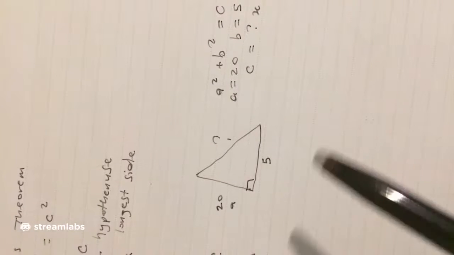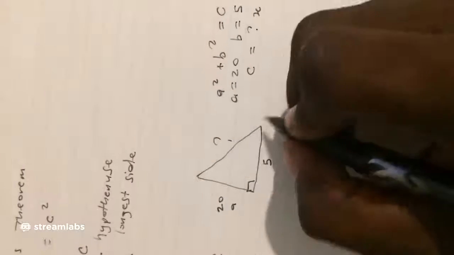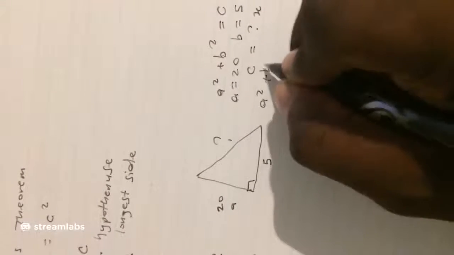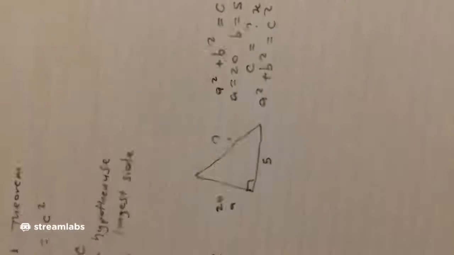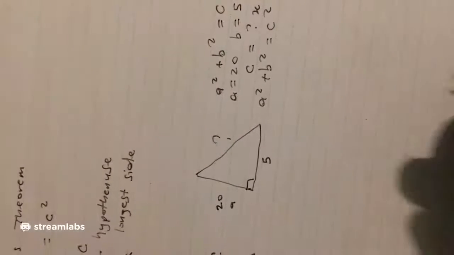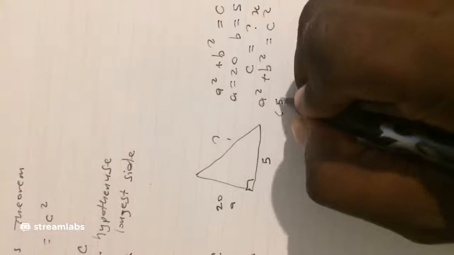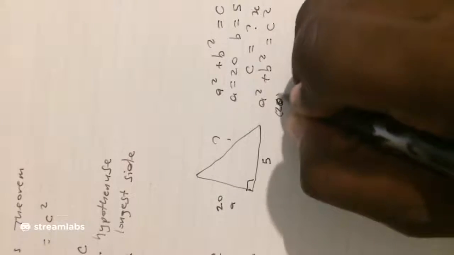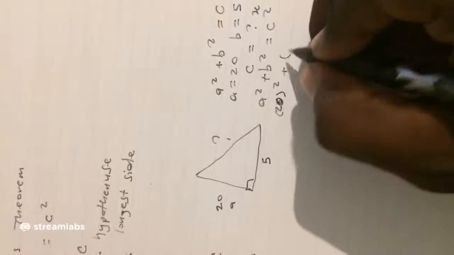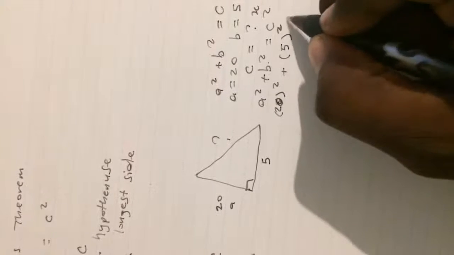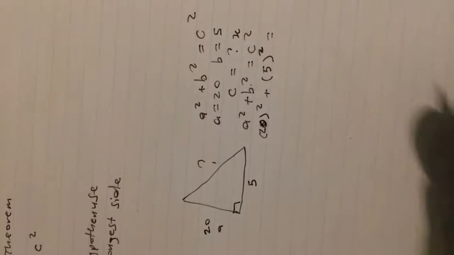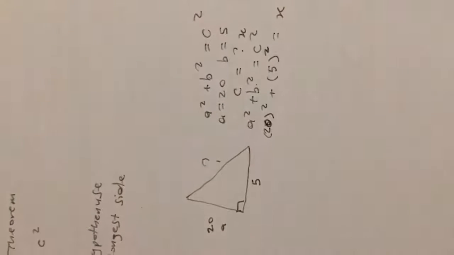So our next step now is to input into the equation. The equation is a squared plus b squared is equal to c squared. Wherever we see a, we're going to put 20, and wherever we see b, we're going to put 5. So it's going to be 20 squared. We see b there, so we're going to put 5, and b was being squared. For c, we don't know the value, so we're going to put x.